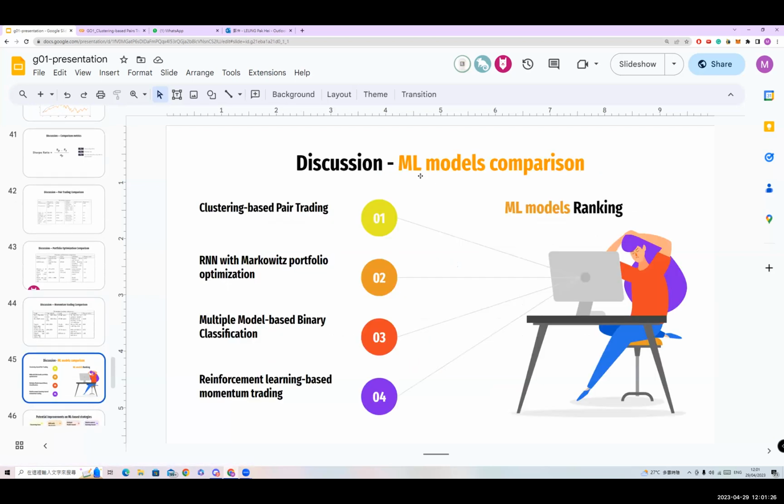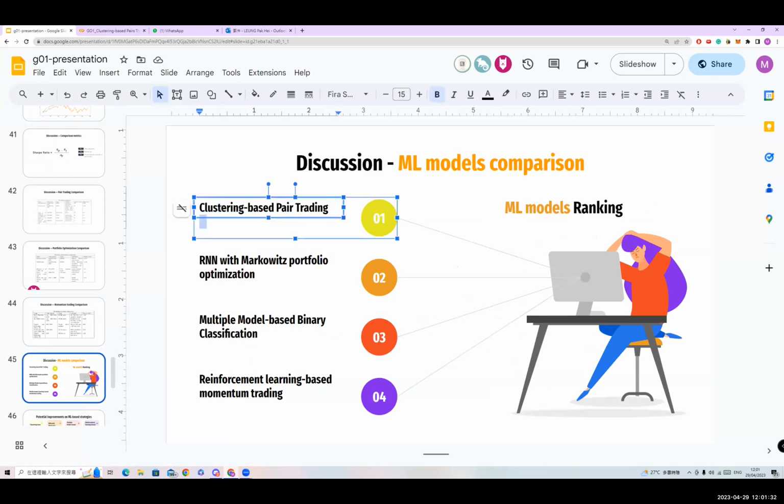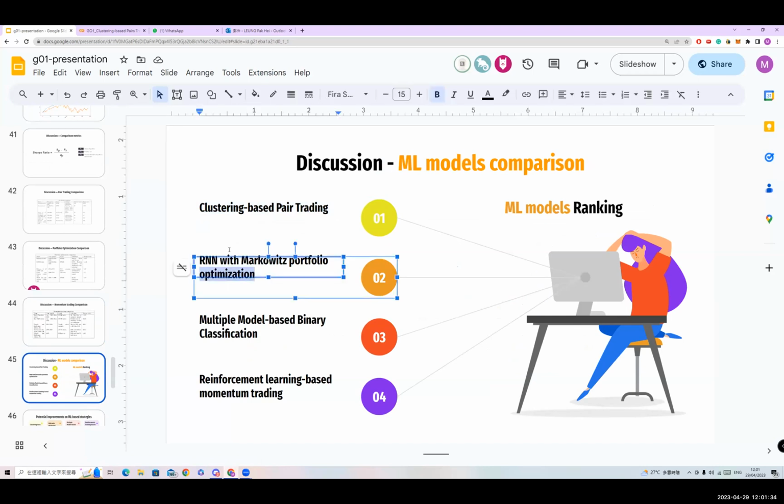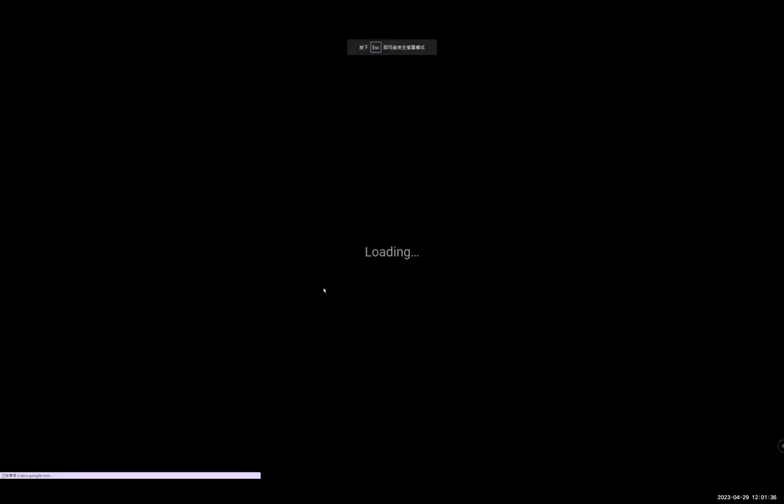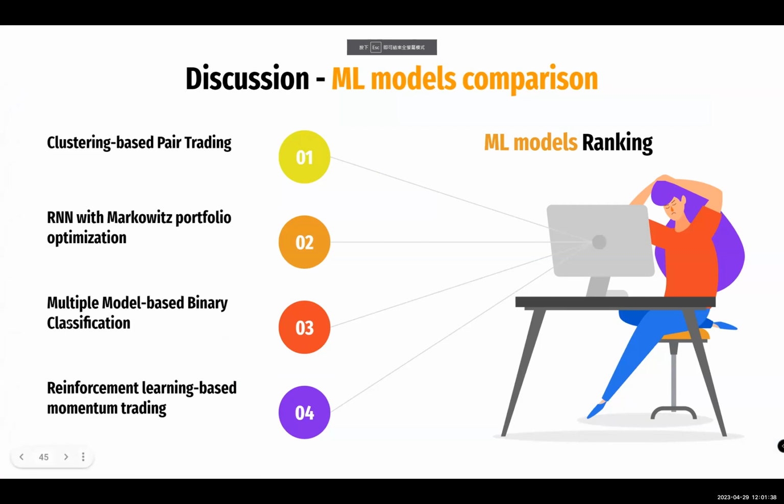Okay, so let's rank the machine learning models, because we focus on machine learning models in this project. The first one is clustering-based pair trading. The second one is the portfolio optimization. The third one is binary classification using multiple classifiers. And finally is the reinforcement learning method.